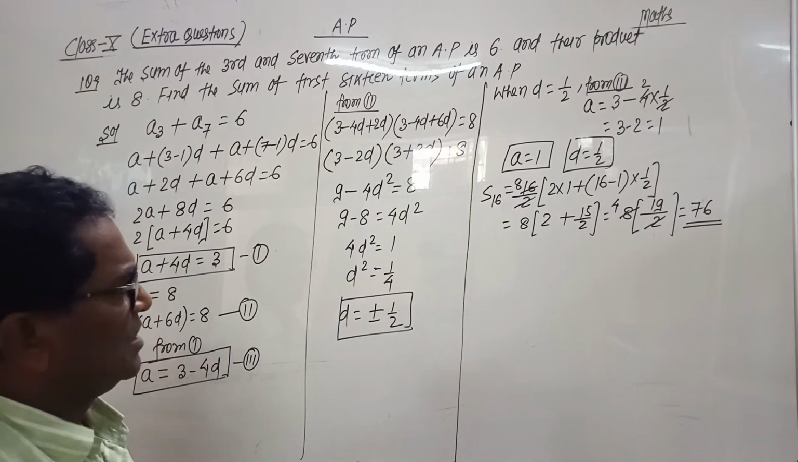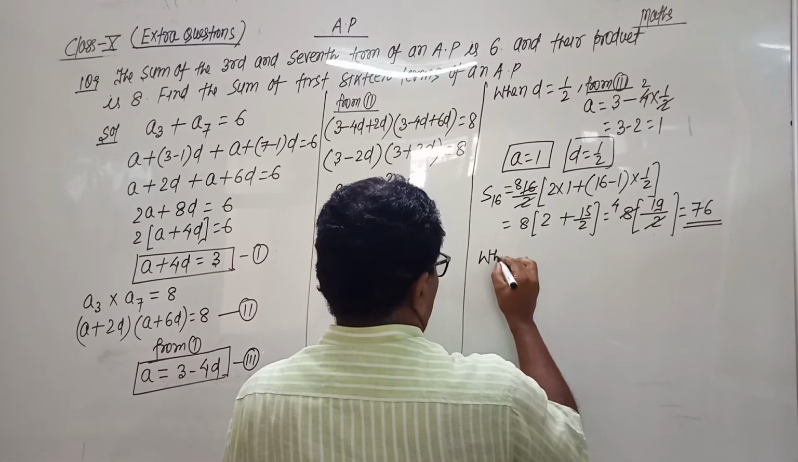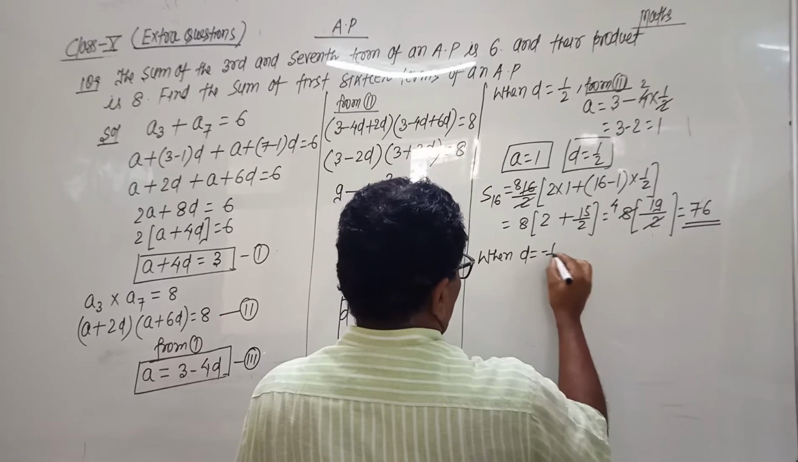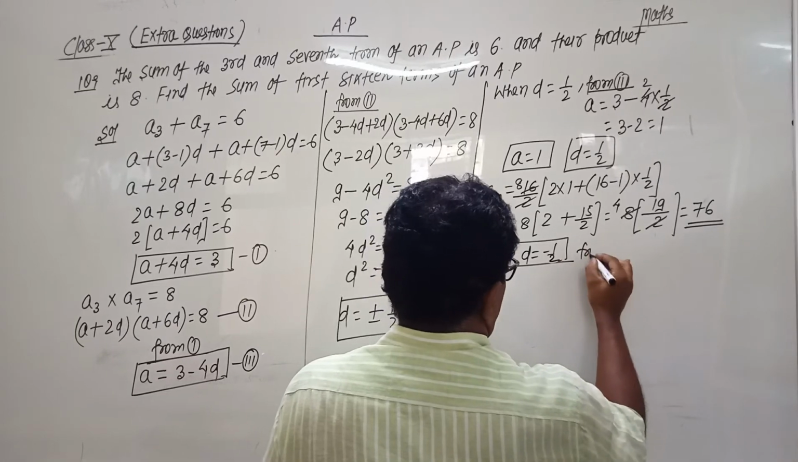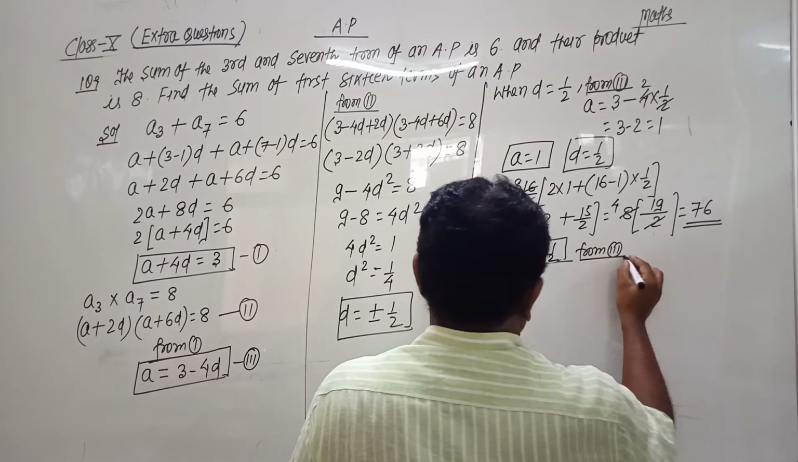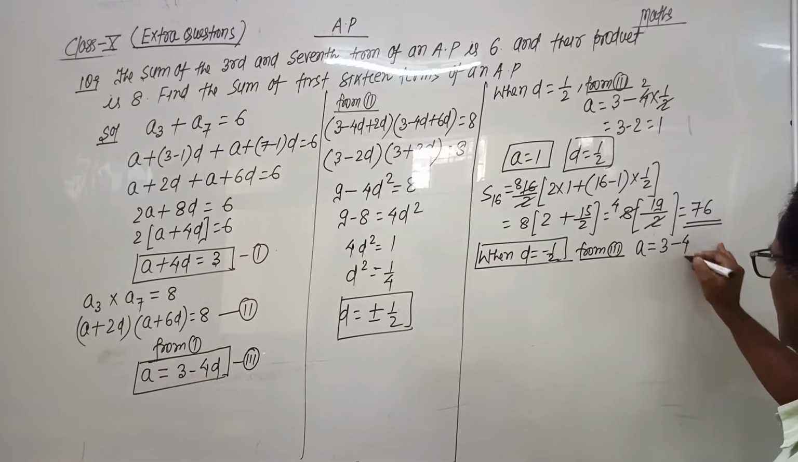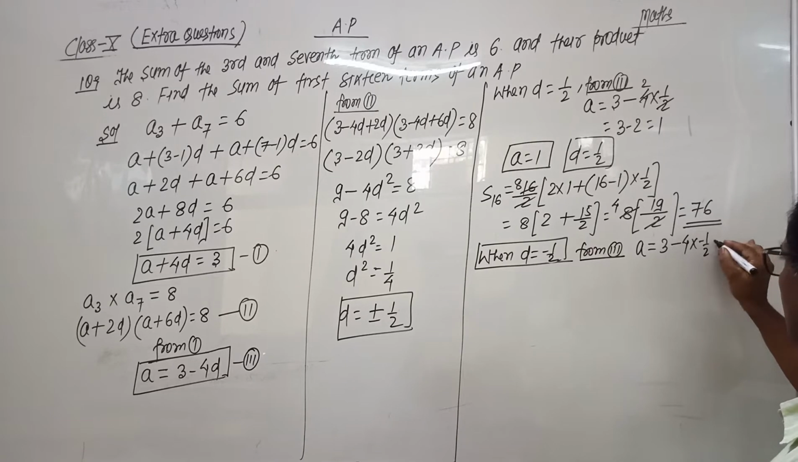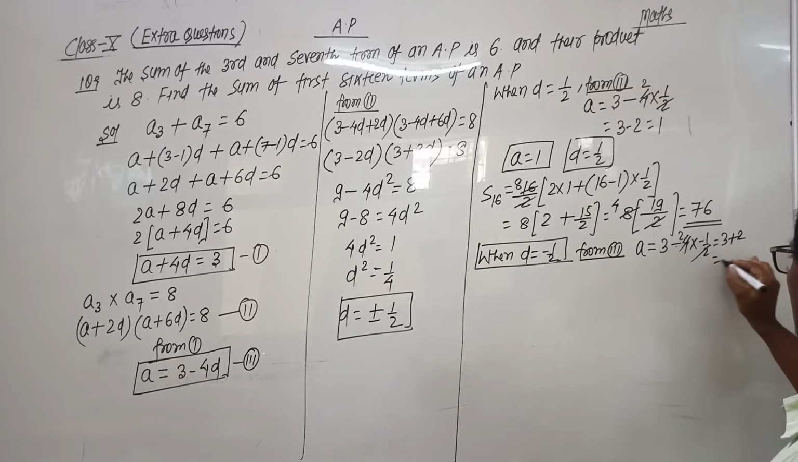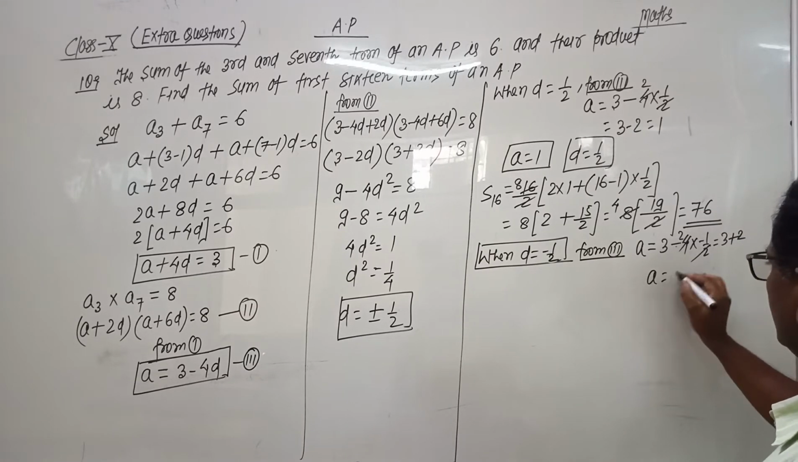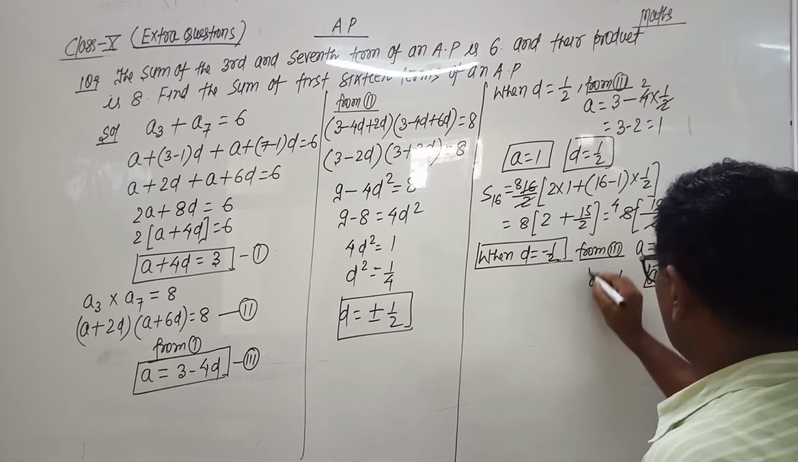And when d equals minus 1 by 2, then we find the value of a. From the third equation, a is 3 minus 4d. So a equals 3 minus 4 into minus 1 by 2. It gives 3 plus 2, which is 5. So the value of a is 5 and the value of d is minus 1 by 2.